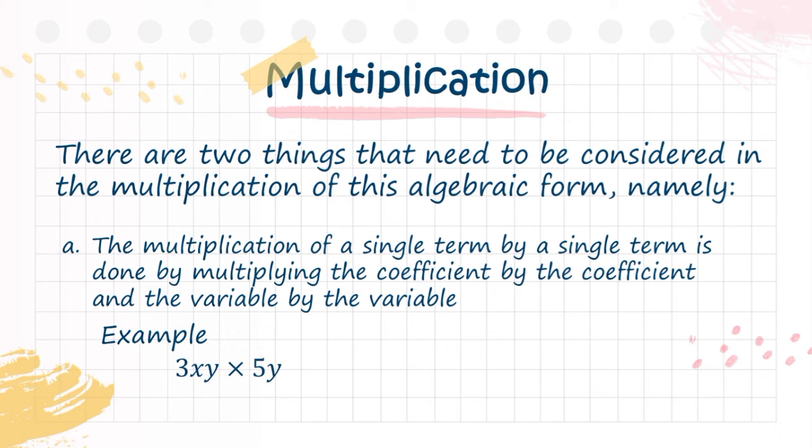3xy times 5y. So the way to do it is equals open bracket 3 times 5 close bracket times open bracket xy times y close bracket equals 15xy squared. So 3xy times 5y is 15xy squared.